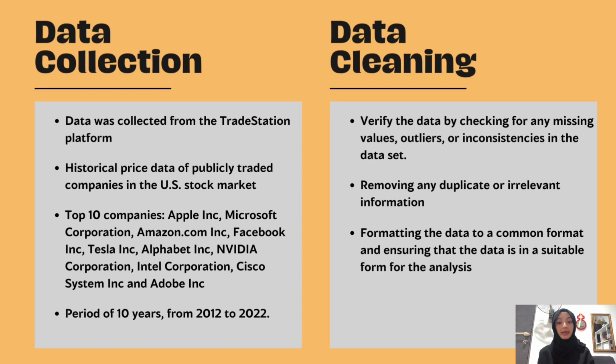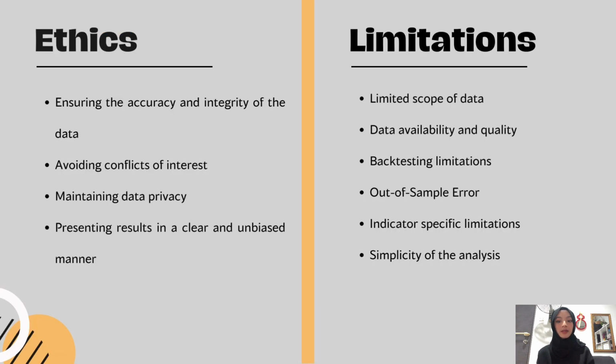In this study, there are several general ethical considerations such as ensuring the accuracy and integrity of the data, avoiding conflicts of interest, maintaining data privacy, presenting results in a clear and unbiased manner, and several limitations that may affect the results of this study, such as limited scope of data, data availability and quality, backtesting limitation, out-of-sample error, indicator-specific limitations, and simplicity of the analysis.